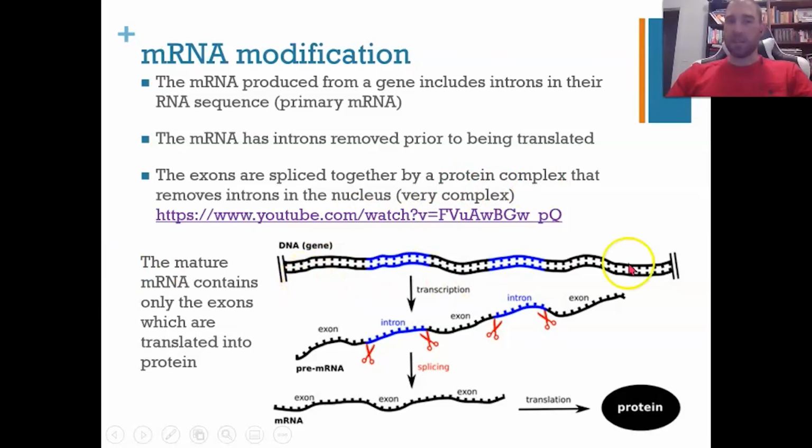But the key thing is we have our gene, we have our introns that aren't useful. The DNA gets turned into mRNA, so that's our transcription process. The introns get cut out, and then the exons get joined together, leading to the mRNA being produced, and then that's translated and turned into the final protein.